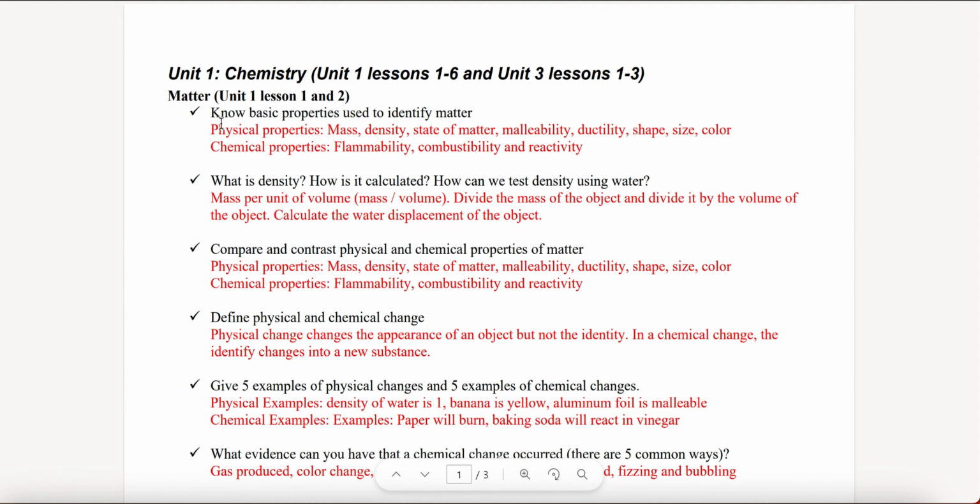So here it says identify basic properties of matter. Physical properties are like mass, density, state of matter, malleability, ductility, shape, size, color. And the chemical properties will be like flammability, combustibility, and reactivity, like something more chemical.